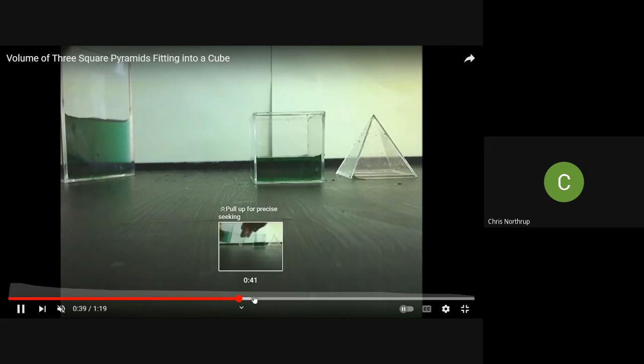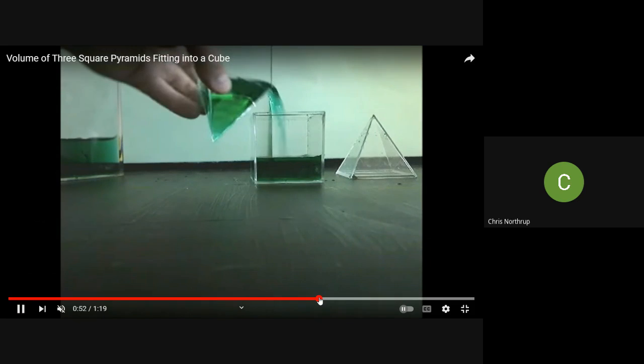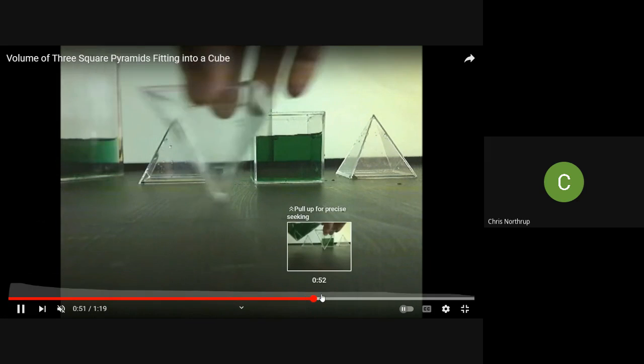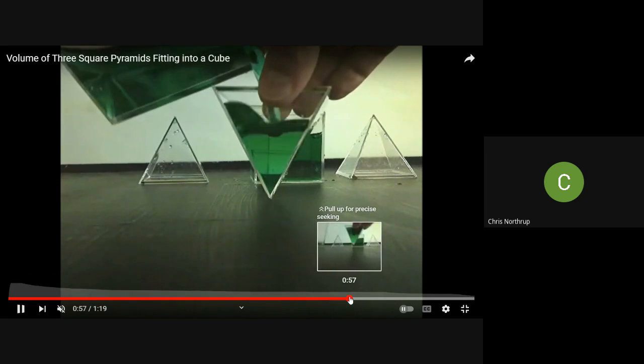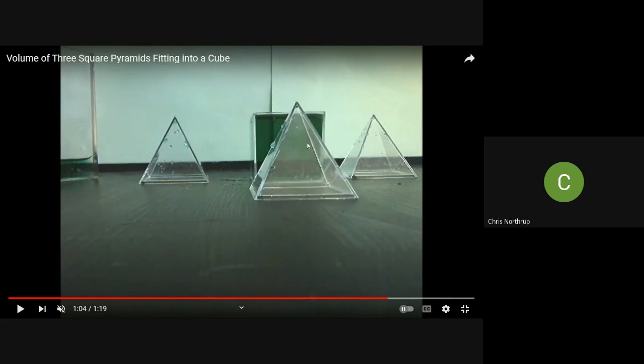So this person decided to fill up yet another pyramid and then put that in there. And so two pyramid volumes don't seem to be enough to fill a cube with the same base and the same height. So they fill up yet another one. And once they put that in, that looks like an exact match. So three volumes of pyramids would give you the volume of one cube with the same base.